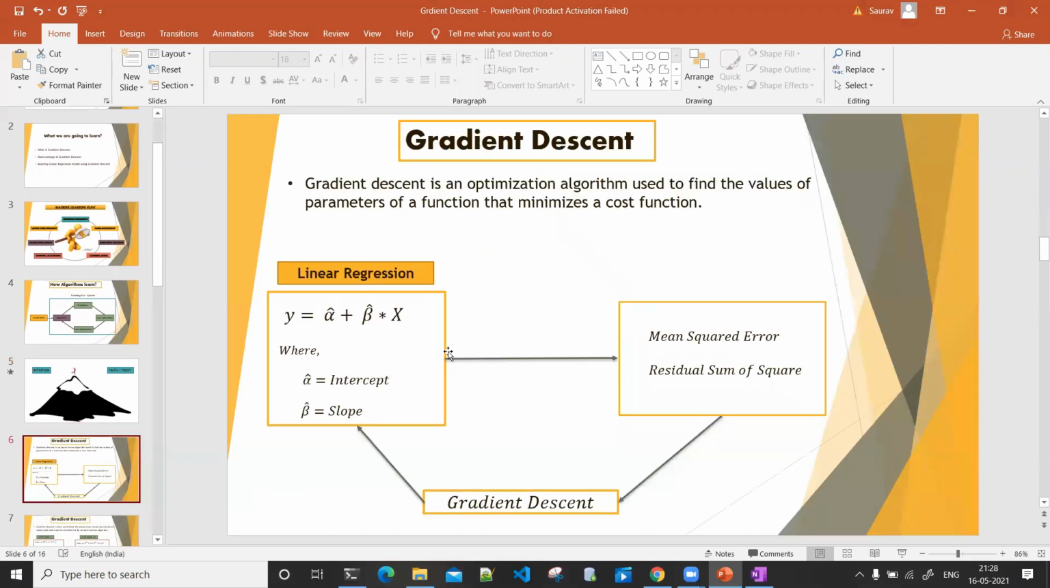So what is gradient descent? The gradient descent is an optimization algorithm used to find the values of the parameters of the function that minimize the cost function.